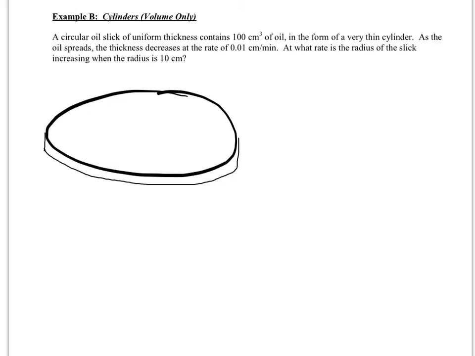Now, what variables are we dealing with on any cylinder? Well, we're dealing with the radius, and we're going to be dealing with the height, which is that tiny distance right there of how thick the oil spill actually is. Now, if you can imagine an oil spill in the ocean, it would look like a circle. But if it has thickness, again, I want you to imagine this really, really thin cylinder.